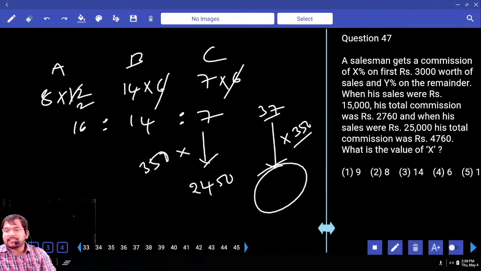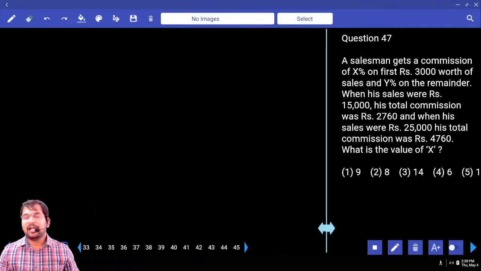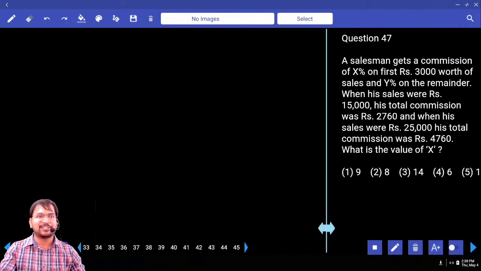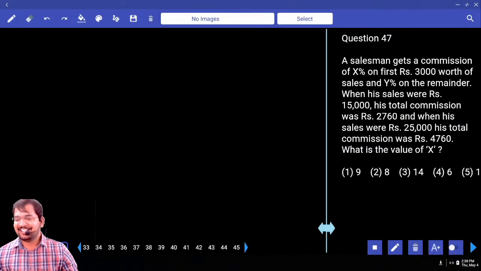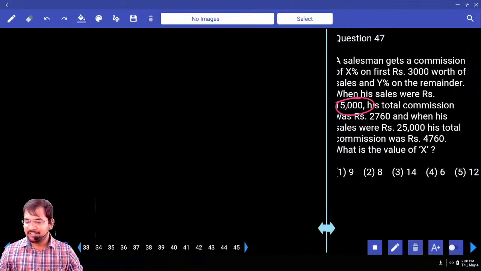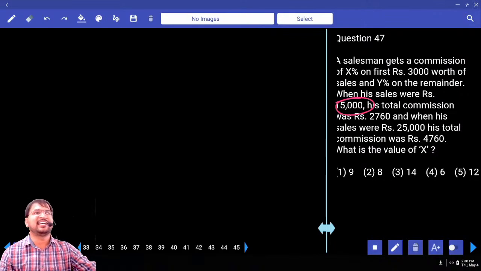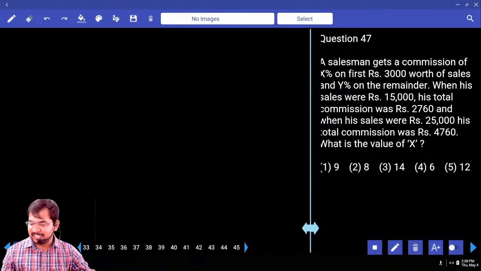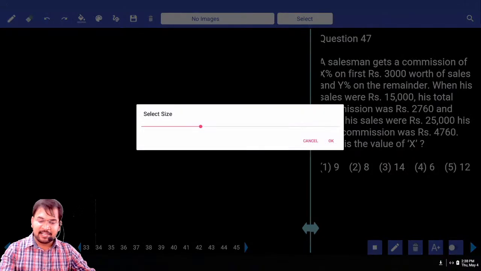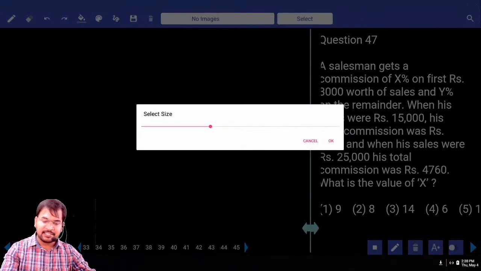Next, a salesman gets a commission of X percentage on the first 3,000 worth of sales and Y% on the remainder. When his sales were 15,000, his total commission was 2,760. When his sales were 25,000, his total commission was 4,760. What is the value of X? See, nothing is there here. Up to 3,000 the commission is X percentage. Beyond 3,000 it is Y percentage. Are you clear? First 3,000 is nothing but X percentage of 3,000.